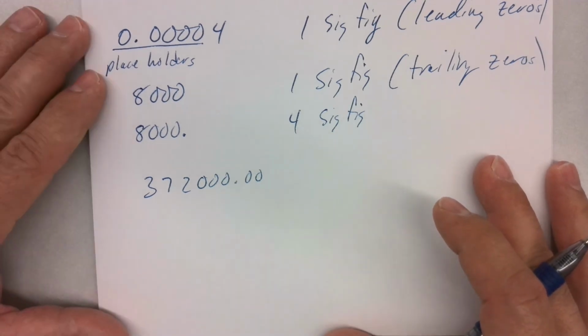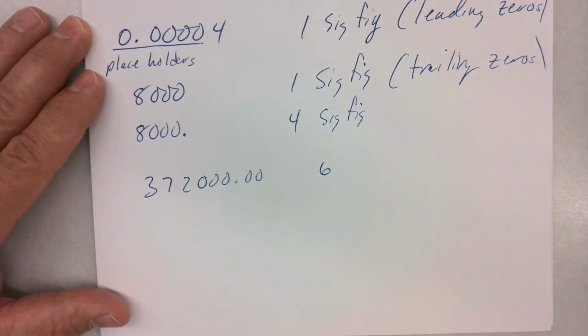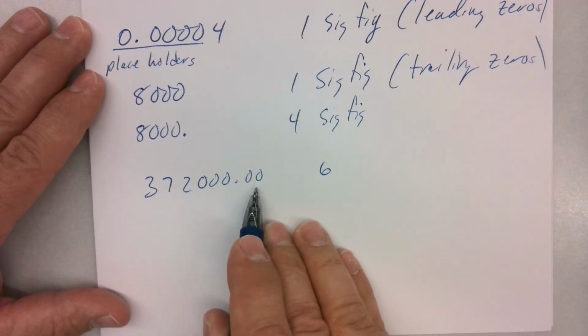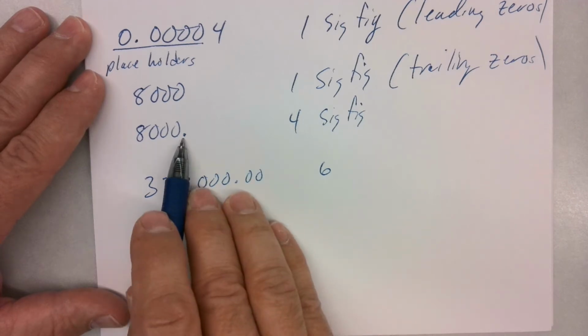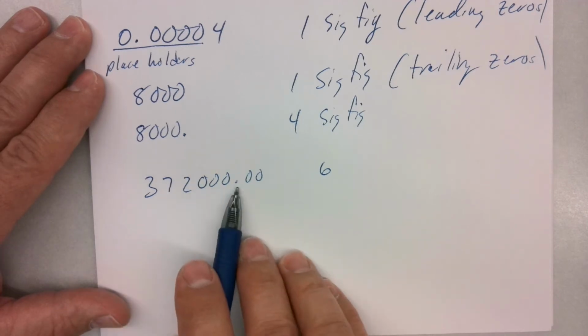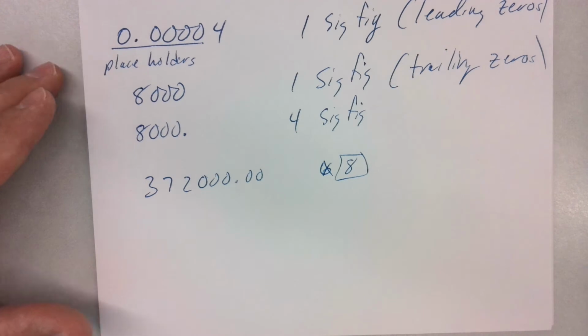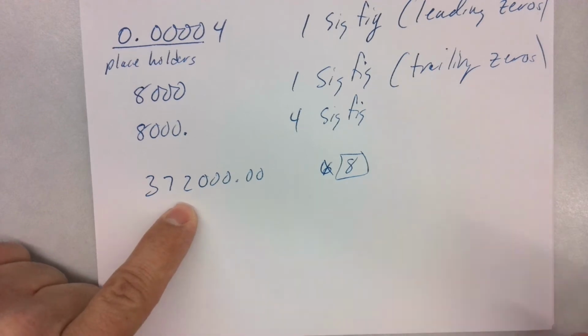Okay, what do you got for me? 6. 6? Yeah? So 1, 2, 3, 4, 5, 6. What about those zeros? Okay, but it has a decimal in it. If it has a decimal in it, guess what? They count. It is 8 sig figs. The minute a number has a decimal in it, once you get to a digit, you start counting.